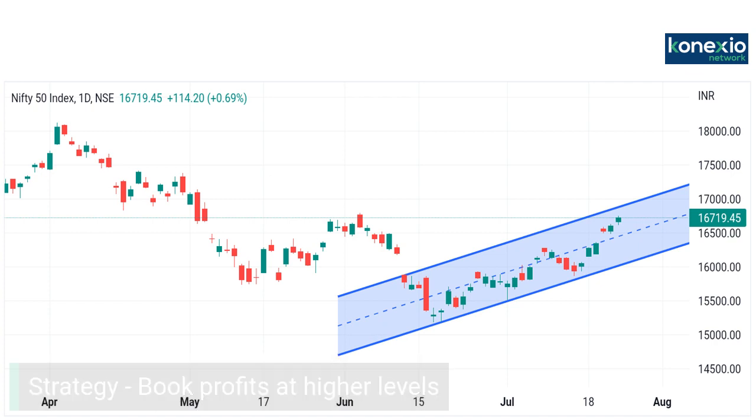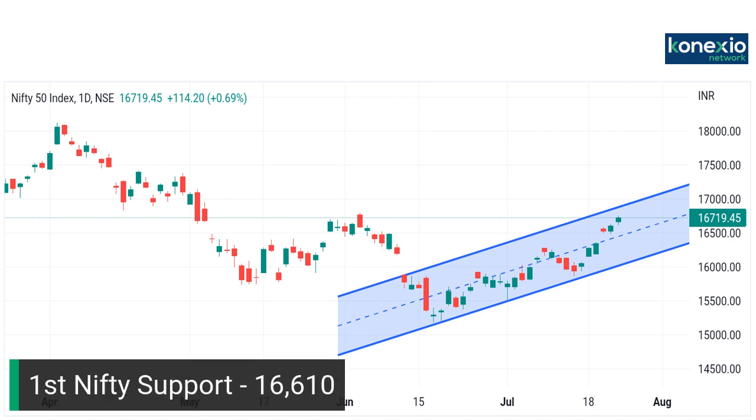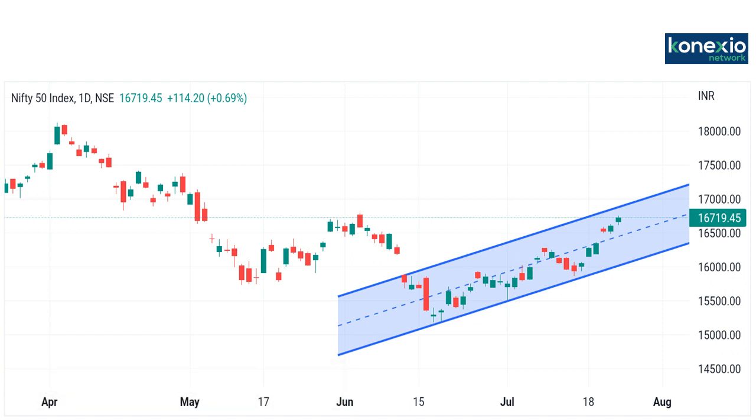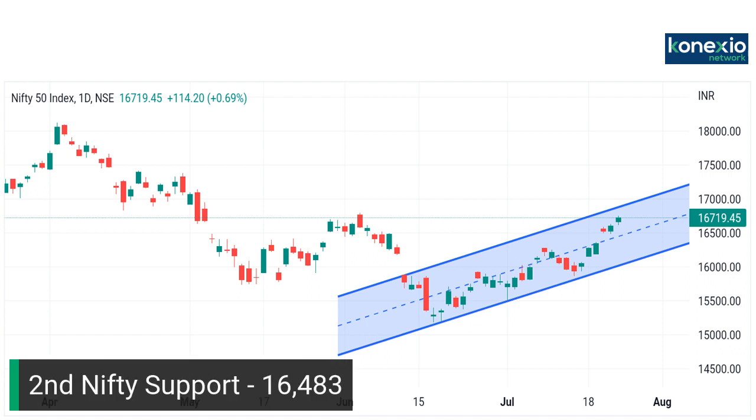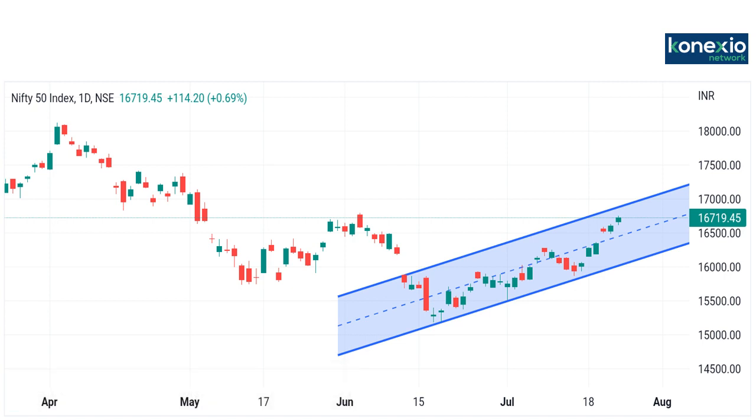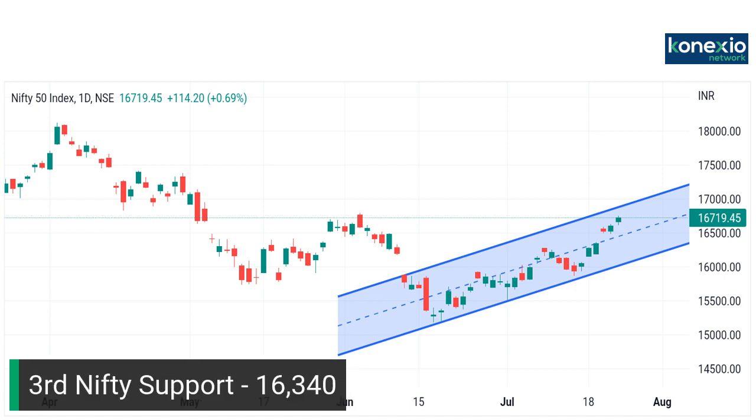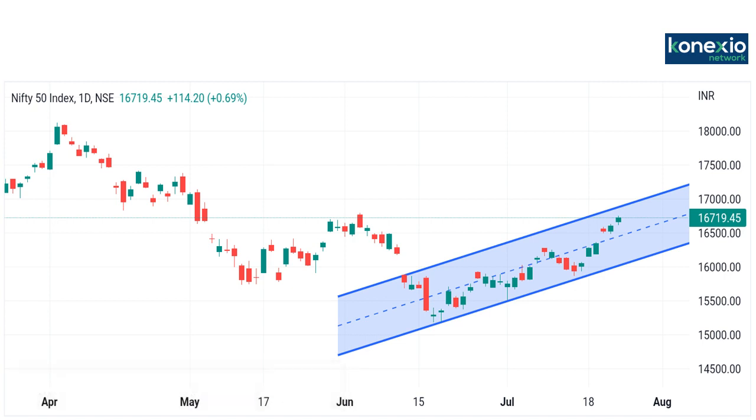Now let us discuss the important support and resistance levels in the Nifty for the next week. The first support is placed at 16,610. The second support is placed at 16,483, and the third support in the Nifty is placed at 16,340.